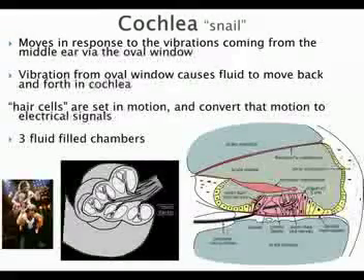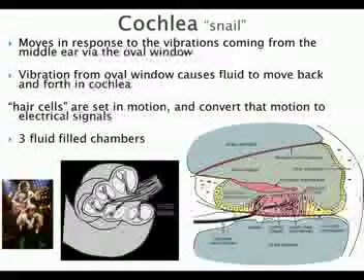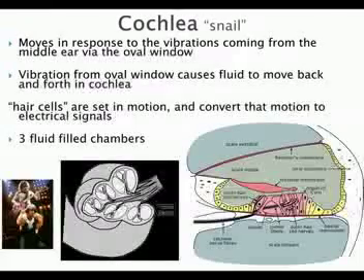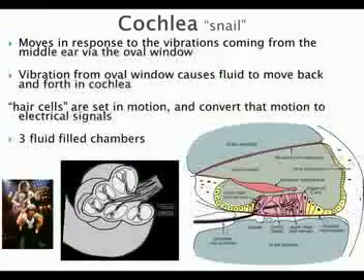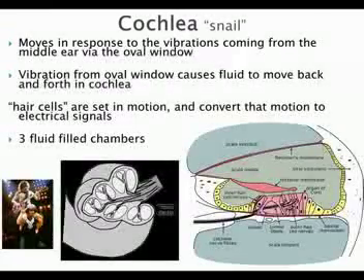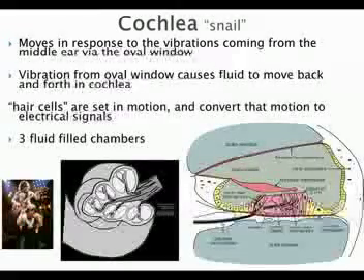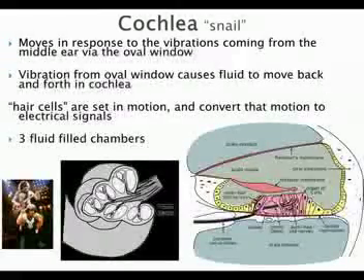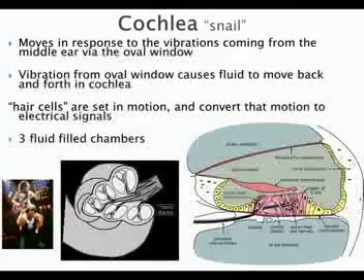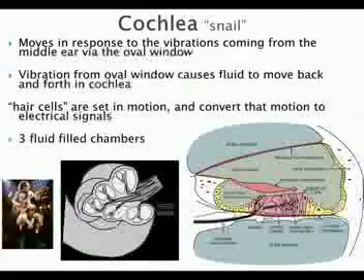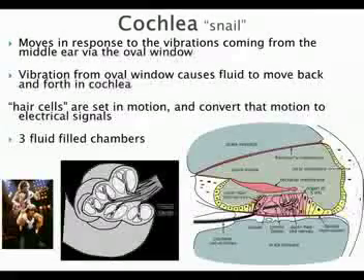We'll just work our way through some of the structures here. What separates the scala media and scala vestibuli is a structure called either the vestibular membrane or Reissner's membrane. Either is acceptable. It's not going to have a lot of things attached to it. It's a really thin line for most of it.